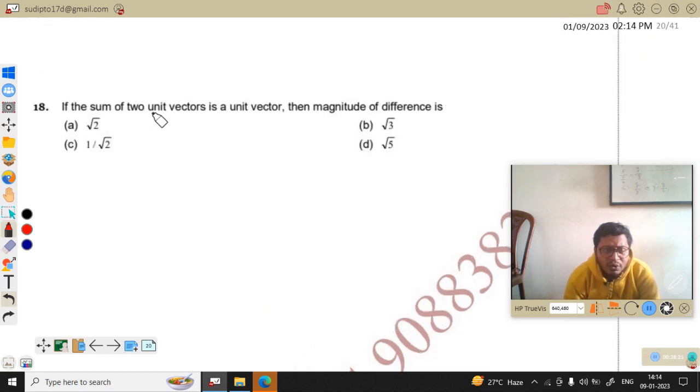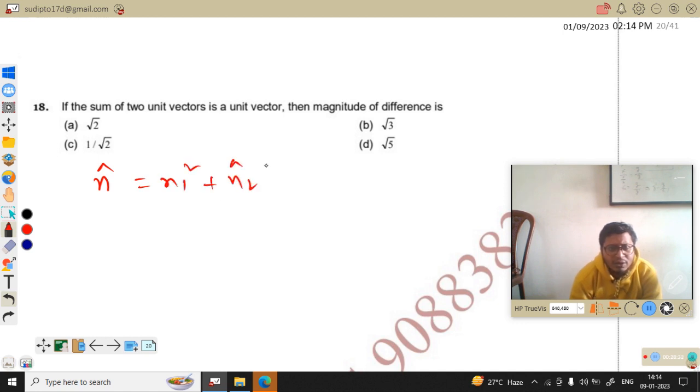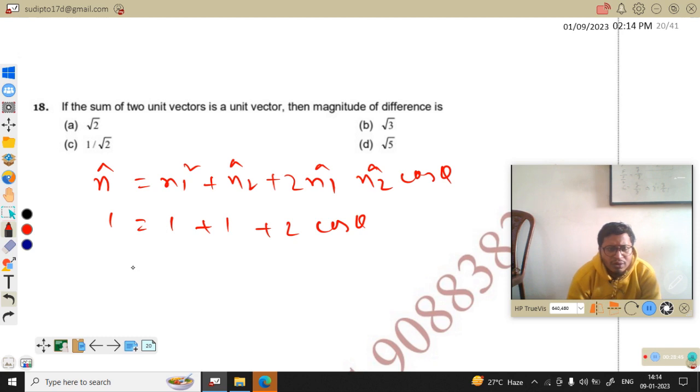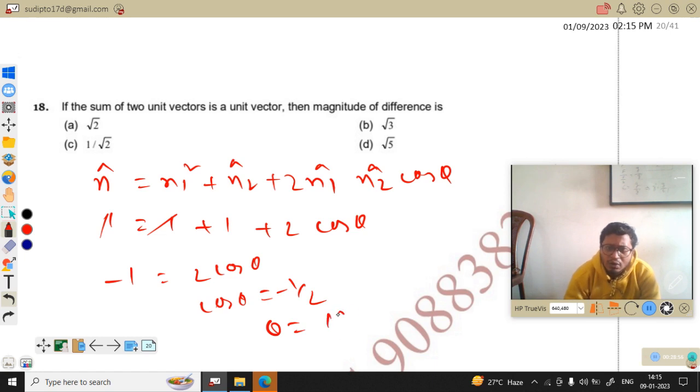If the sum of two unit vectors is a unit vector, then what is the magnitude of the difference of the unit vectors? The magnitude of the sum is n1 squared plus n2 squared plus 2 n1 n2 cos theta. This is 1, this is 1, this is 1, so this cancels, minus 1 equals 2 cos theta, and cos theta equals minus half. So theta equals 120 degrees.